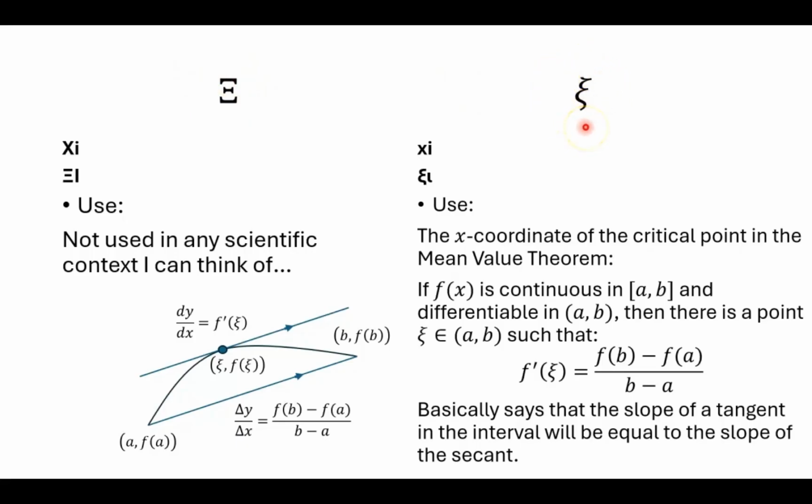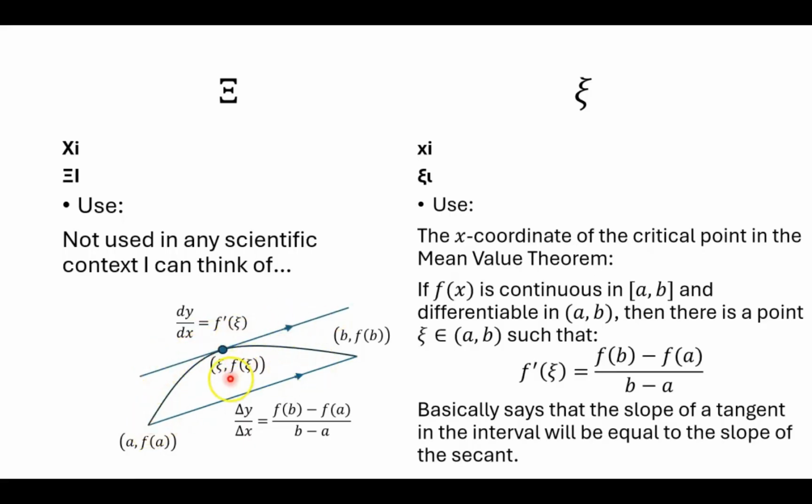But for the small lowercase one, it's used to represent the x-coordinate of the critical point in the mean value theorem. So what this theorem states is that basically if f of x is a continuous function in the interval a and b, and is also differentiable in the open interval a and b, then there's a point psi in a and b such that the derivative of f evaluated at psi will be equal to f(b) minus f(a) divided by b minus a. This basically states that the slope of a tangent in the interval will be equal to the slope of the secant. So you can see the derivative is dy by dx, which is the slope of a tangent, and it says that these things have to be equal.